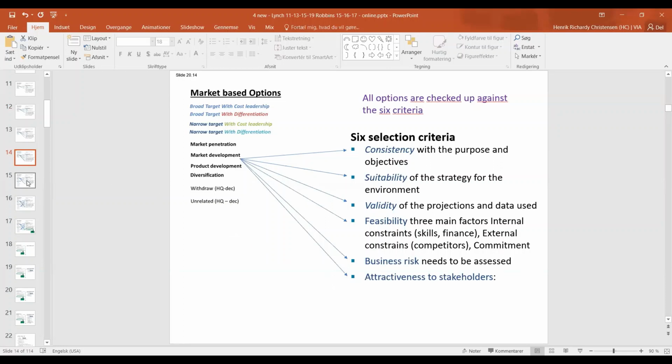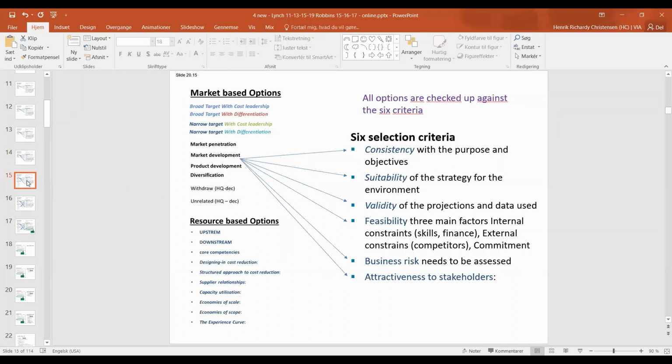Now, these were market-based options, but as you remember, we also have resource-based options. And here we have upstream, downstream, and the same thing goes on quite in the same way. We simply evaluate, let's say, designing in cost reduction, if that's an option that we have found out through our analysis that we can basically use, apply, then we have to check it.